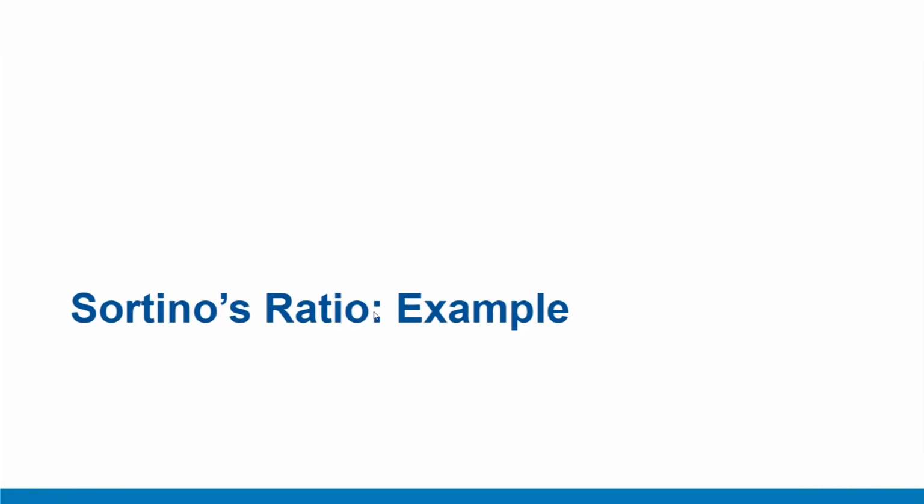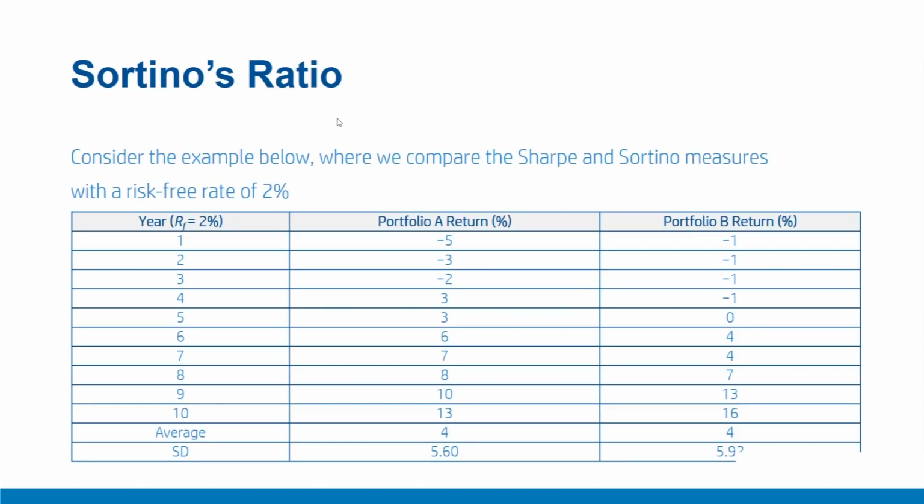In this video, we'll understand Sortino's ratio with a simple example where we'll compare the performance of two portfolios based on Sharpe ratio and Sortino's ratio. Consider the following example, where annual returns for portfolio A and portfolio B are provided, along with the risk-free rate of 2%. We have computed the average values of returns for portfolio A and portfolio B and their standard deviations.